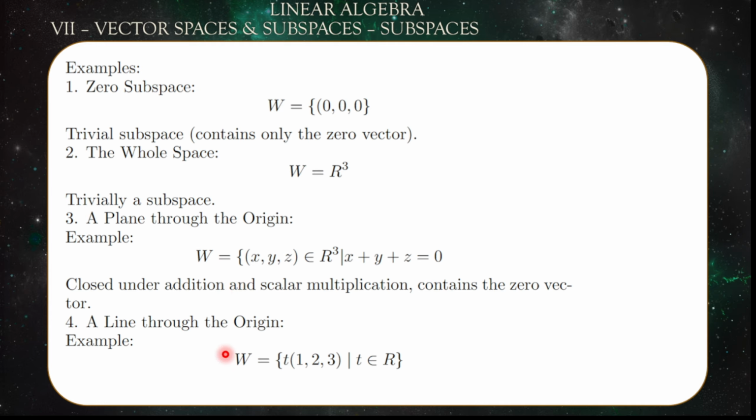A line through the origin. So let's say W is equal to t times (1, 2, 3). These are the parameters of this line. Okay? A parametric equation, so to speak. And t should be within R.